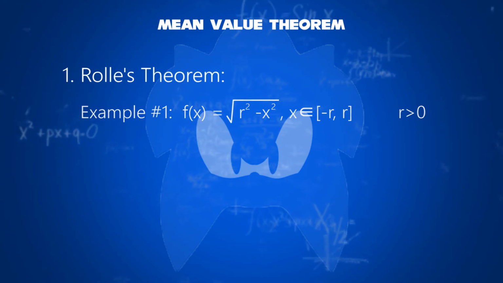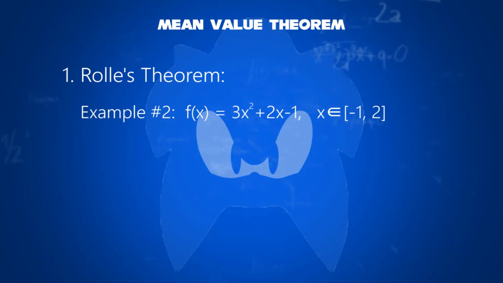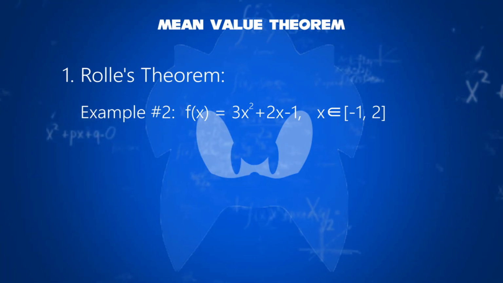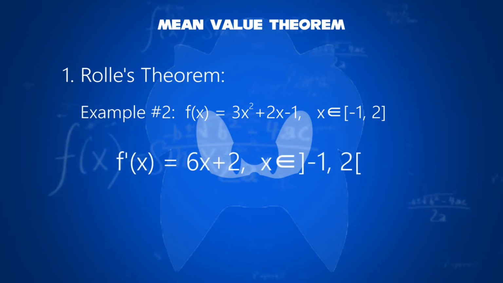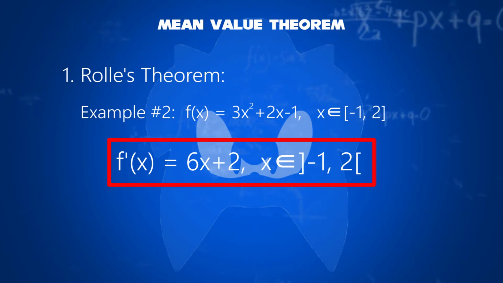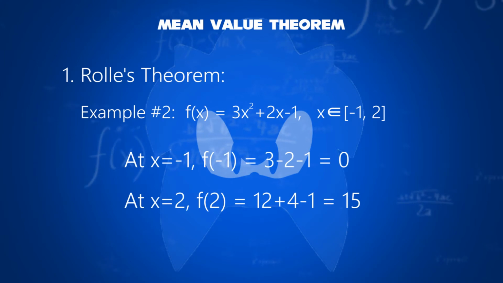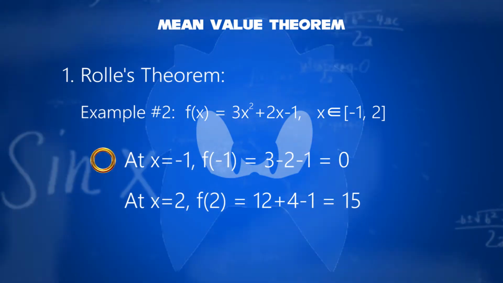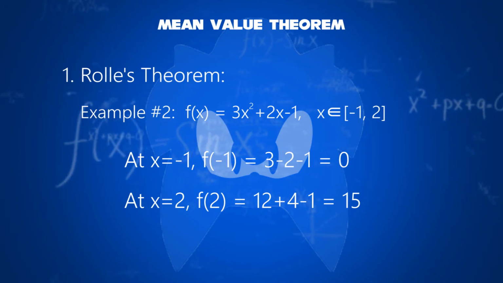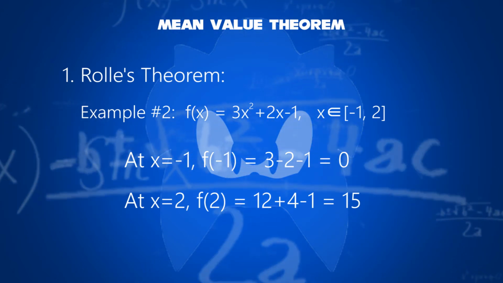Let's consider another example, f of x equals 3x squared plus 2x minus 1, and it's continuous at minus 1 and 2. This is a closed interval. When you differentiate it with respect to x, we can write derivative f of x equals 6x plus 2, and it's differentiable on the open interval, including minus 1 and 2. Then we can substitute x equals minus 1, so we can write f of minus 1, which is equal to 0. And for the value 2, we can write f of 2, which is equal to 15.